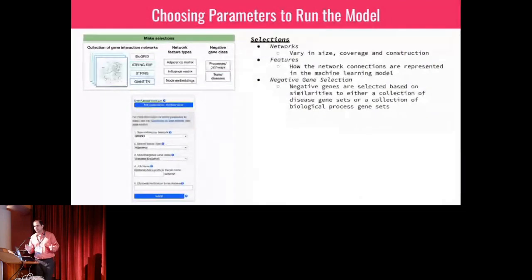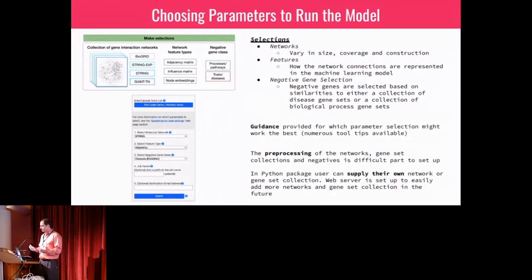The next thing, which is the most complicated part for a user to understand, is which of these models and parameters to choose. You have to choose your network, and these networks vary in size, coverage, and construction. You have to choose how the network is represented in the machine learning algorithm, and also how negative genes are selected. We're not going to get into the depth of that right now, but on the web server, we've tried to provide guidance, when you upload something, about which of these parameters you should choose.